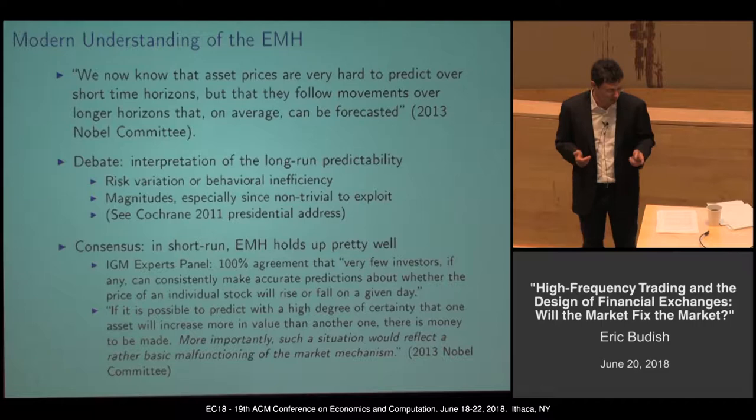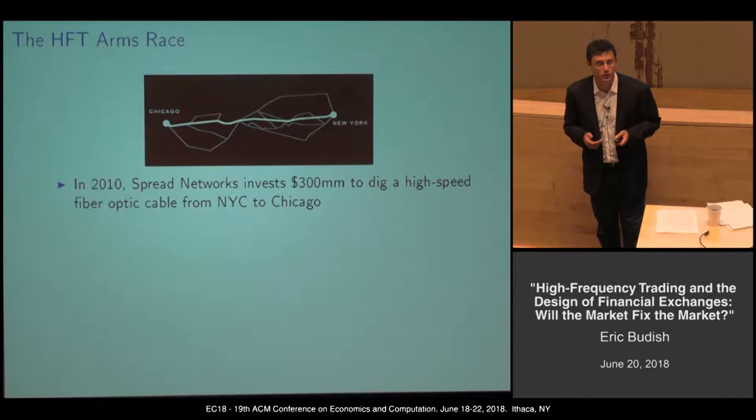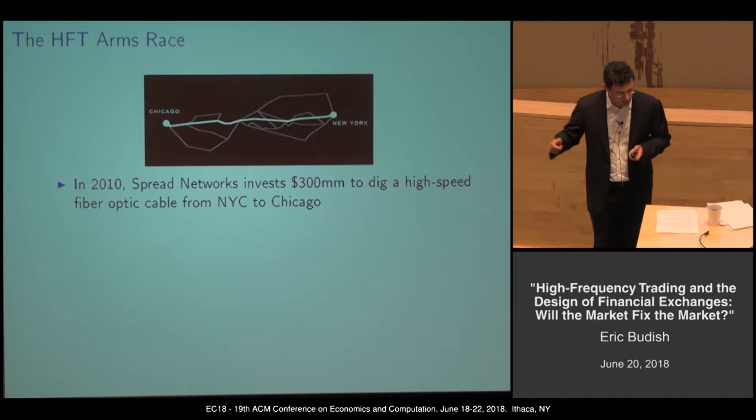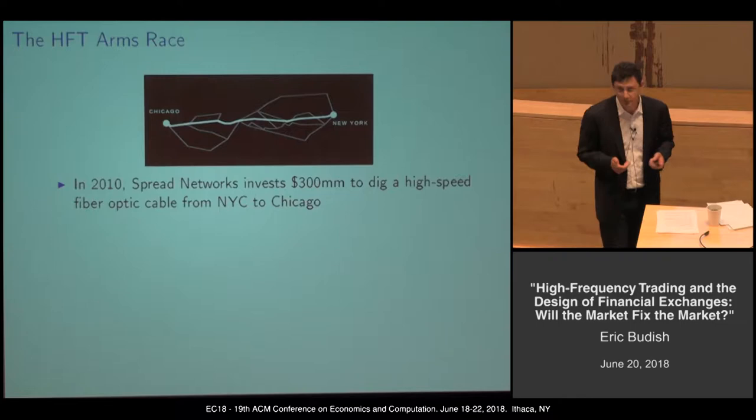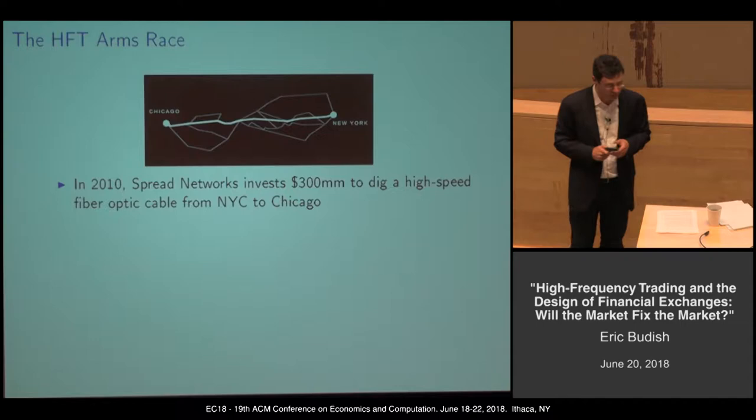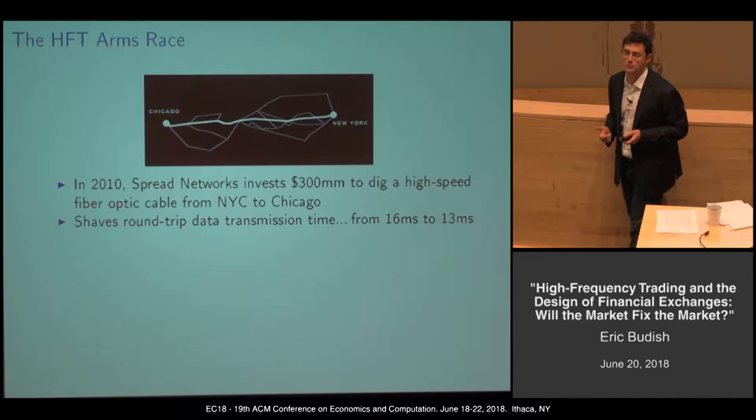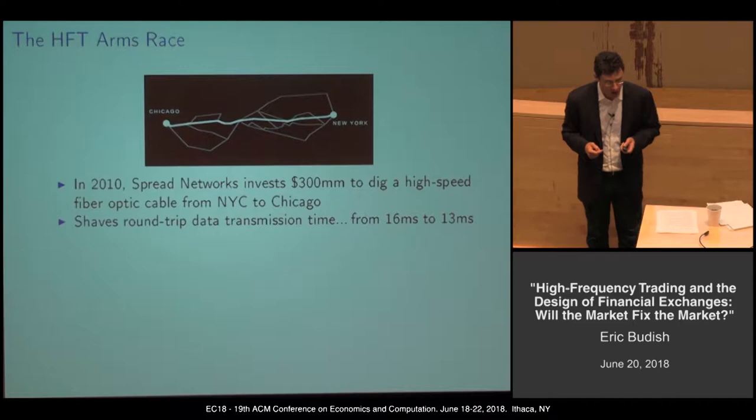So in 2010, a company called Spread Networks invested $300 million to dig a high-speed fiber optic cable between markets in New York and markets in Chicago. And the salient feature of this cable is that it was dug in a straight line. So previous cables had zigzagged along railroad tracks, around mountains, and so forth. And the straightness of this cable shaved round-trip data transmission time between markets by 3 milliseconds, so by 3/1000ths of a second. It's roughly 1/100th of the time it takes to blink your eye.